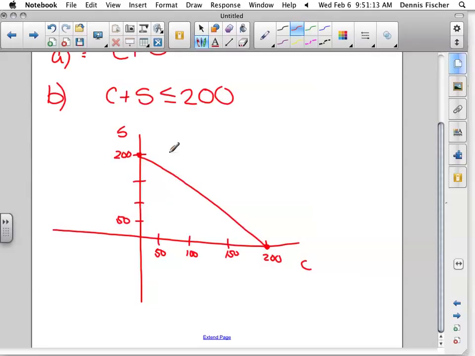Is that true? Now when I shade, I'll be careful. I'm only going to shade where it works, the first quadrant. I'll shade in the first quadrant. So that's the only area. I don't go into the second quadrant. I don't go into the third quadrant. All over the place. I just only work in an area that makes sense on the problem.